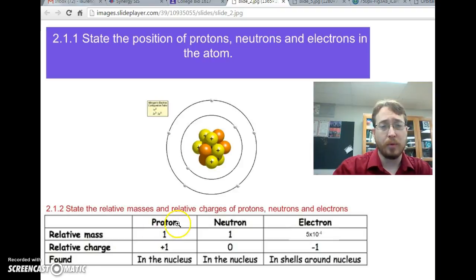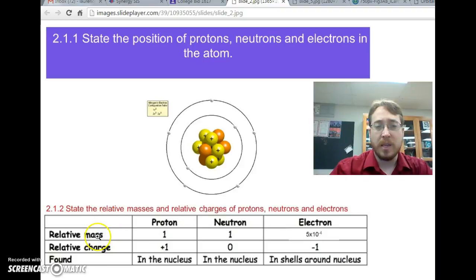So, we will start by talking about the three parts of an atom. Atoms are made of protons, neutrons, and electrons. These are all subatomic particles. Sub is a prefix meaning below, so these are the particles below atoms. So protons, neutrons, and electrons, and they have relative properties.